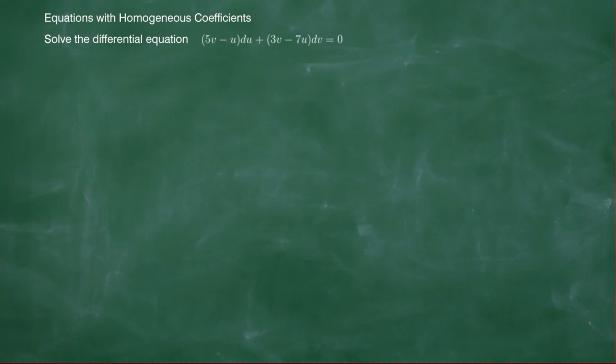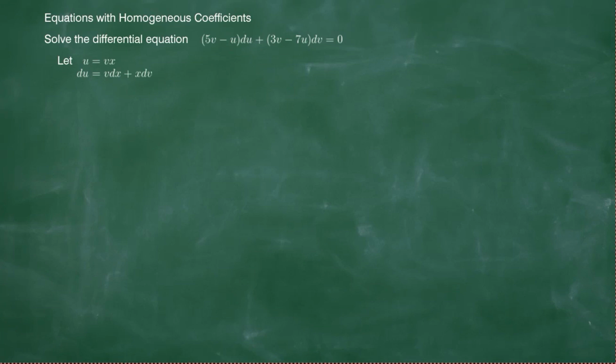Equations with homogeneous coefficients. Solve the differential equation (5v - u) du + (3v - 7u) dv = 0. For this type of differential equation, we will introduce another variable, and then, for example, we let u = vx, and then du will be v dx + x dv.